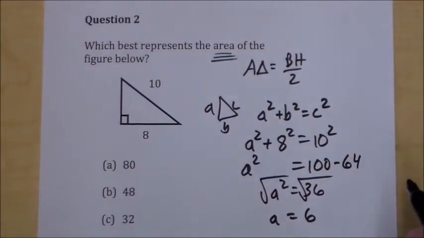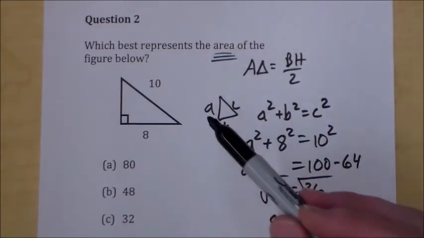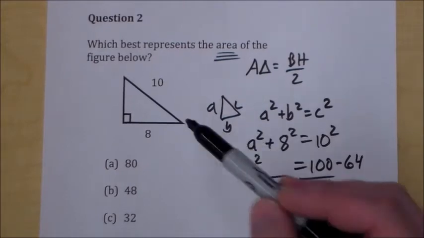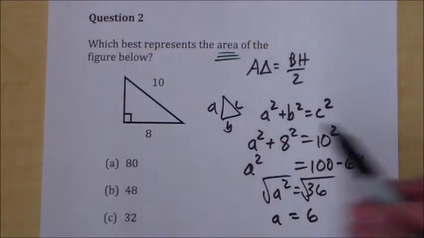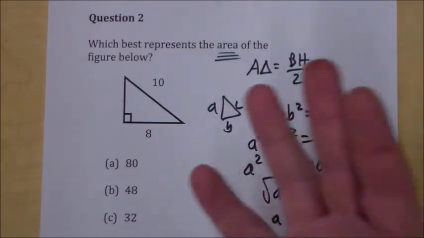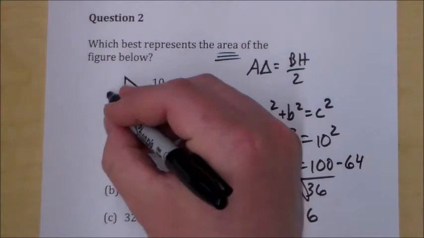You might be like, well, it could be negative 6 too, because negative 6 times negative 6 is 36, but you can't go to negative space in a triangle. It just doesn't make any sense. It's like, we're not doing science fiction here, we're just trying to deal with a triangle. So don't think it can be negative 6, it's just going to be 6.